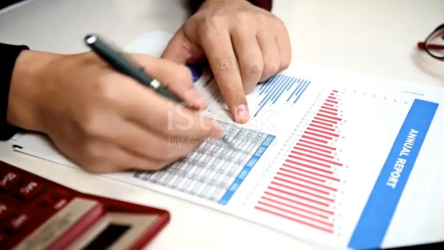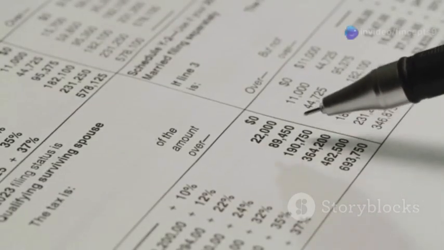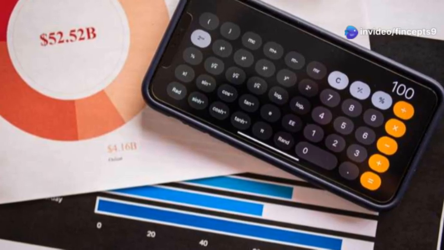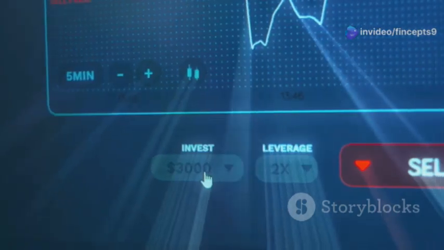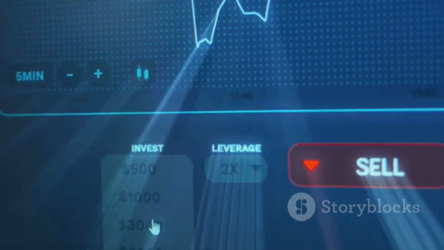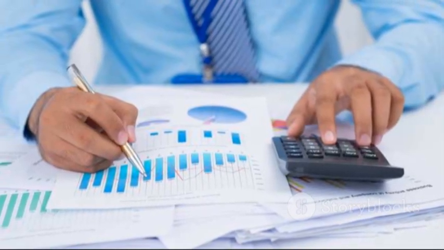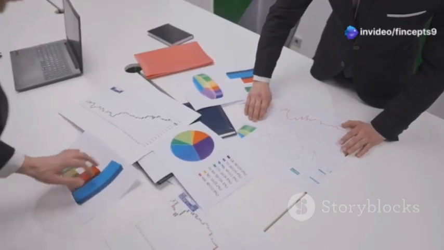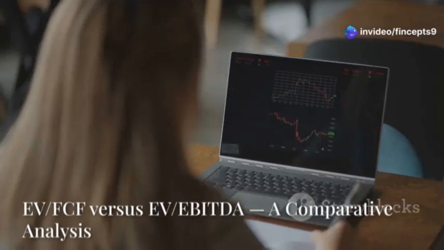For instance, if a company has an enterprise value of $1 billion and generates $100 million in FCF, its EV/FCF ratio would be 10, 1 billion divided by 100 million. A lower EV/FCF ratio suggests that a company might be undervalued, while a higher ratio could indicate overvaluation. Investors often use this ratio to assess the relative attractiveness of different investment opportunities.